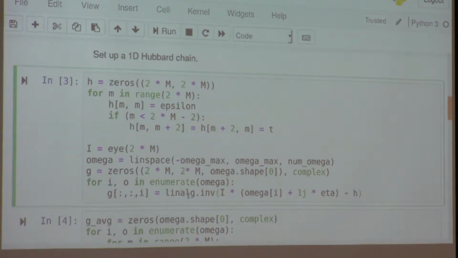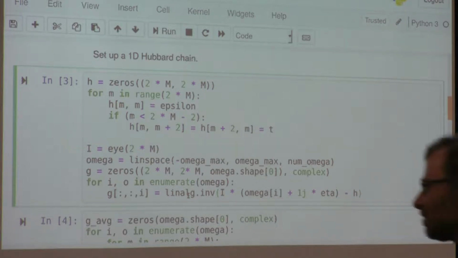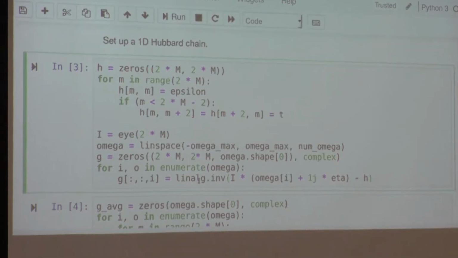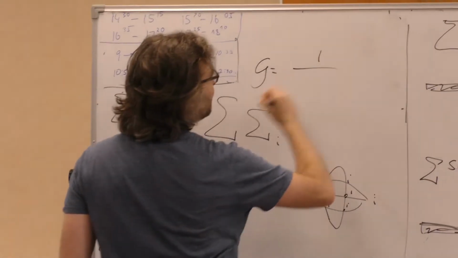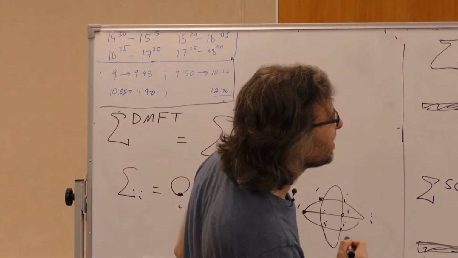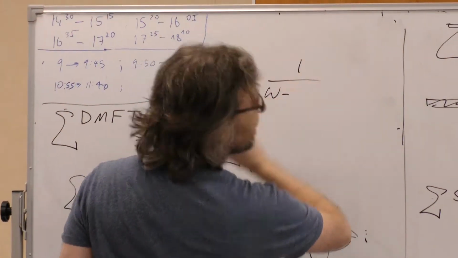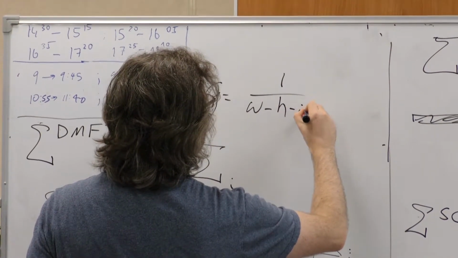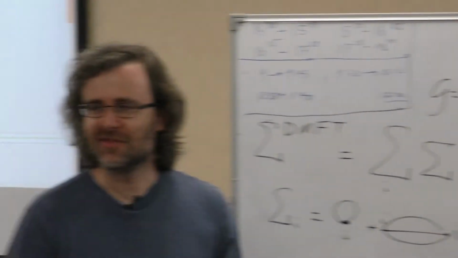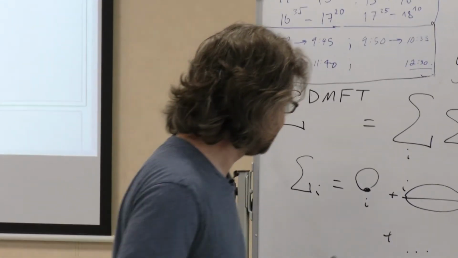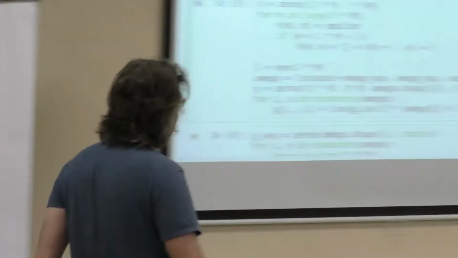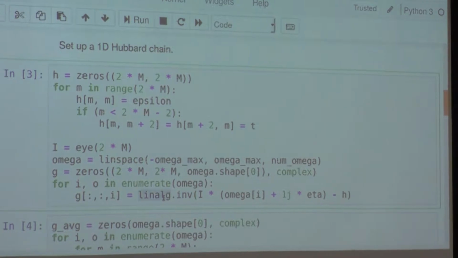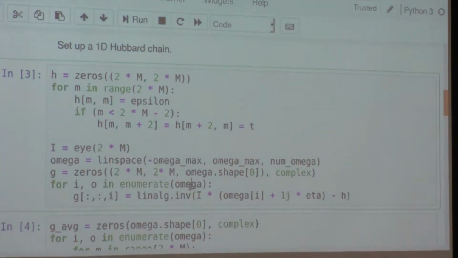And then I evaluate the Green's function. Okay, so this is the non-interacting Green's function. And if you stare at this code for a little bit, you will see that what it's saying is G equals 1 over omega minus h plus i eta, where eta is some small number. Where once again, in a nice modern language, you will usually be able to do a matrix inverse in one row.